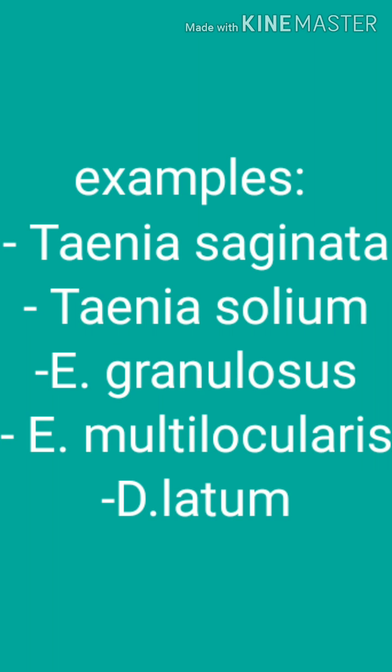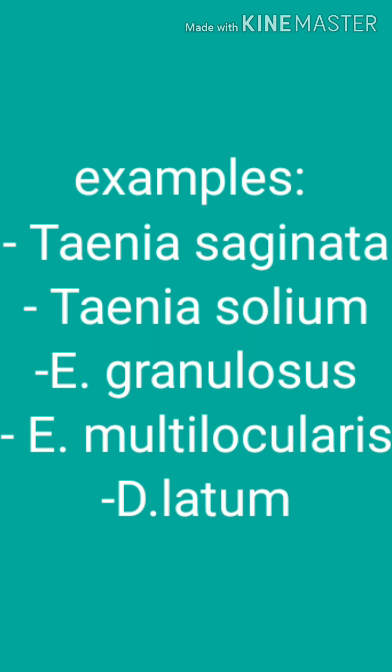Now let us see some important examples of cestodes which are medically important, and we will discuss in detail their life cycle and laboratory diagnosis. So the medically important cestodes are: number one, Taenia saginata, also called the beef tapeworm. Then Taenia solium, called the pork tapeworm. Then Echinococcus granulosus, the causative agent of hydatid cyst, also called the dog tapeworm. And there is Echinococcus multilocularis, and also Diphyllobothrium latum, called the fish tapeworm.